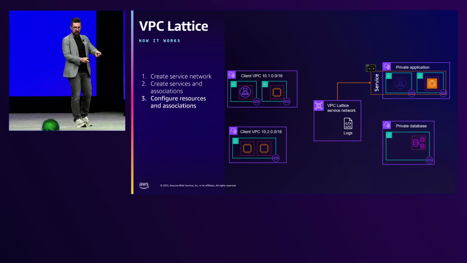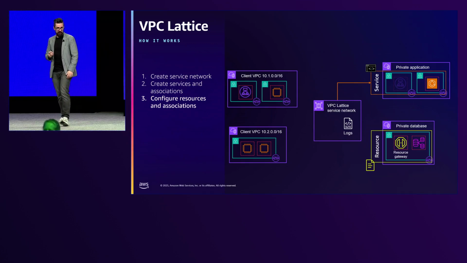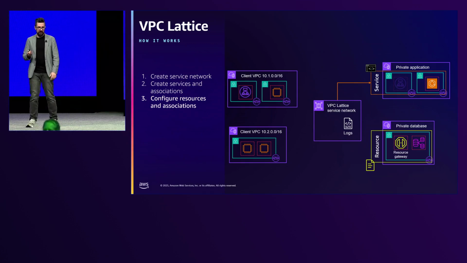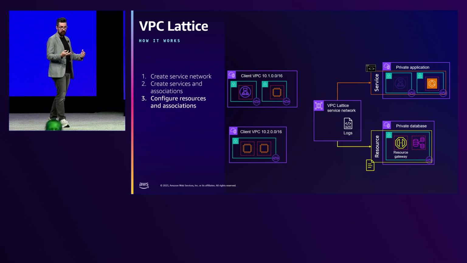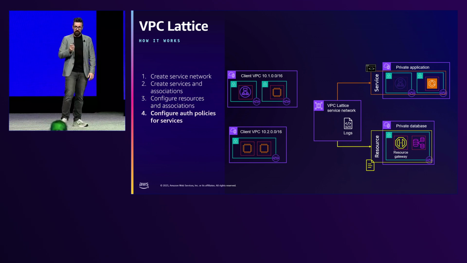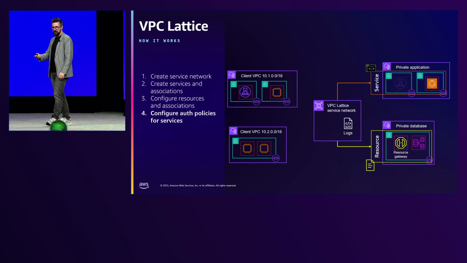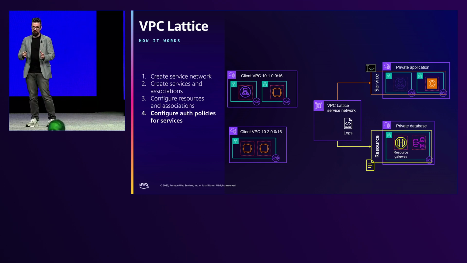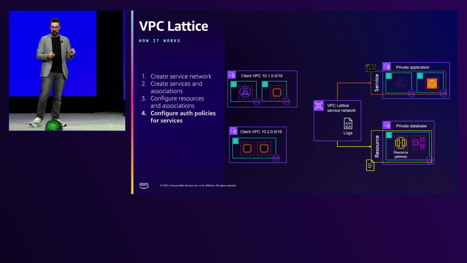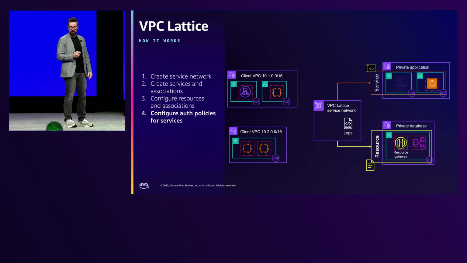So moving right along, we'll add our resource gateway and our resource configuration to the architecture, and we'll associate that with the service network, so now that will be discoverable just like our service was. So now we need to think about how are we actually going to control access to these. Now for services, I want to start with services in particular because this gives us the ability to use something called auth policies.